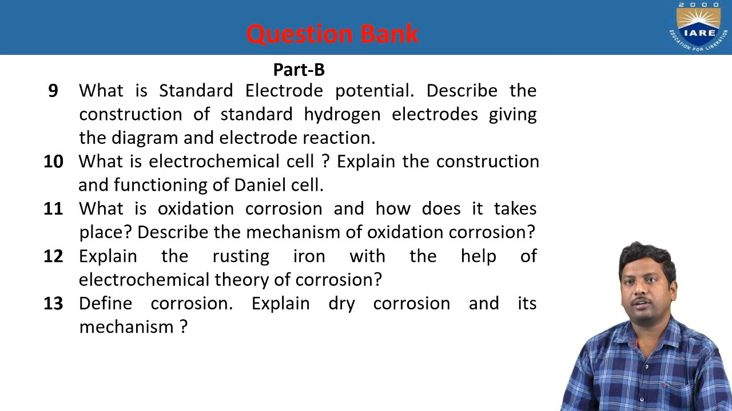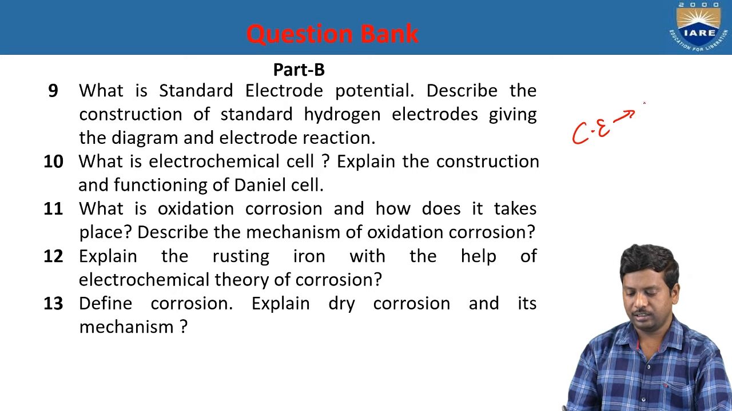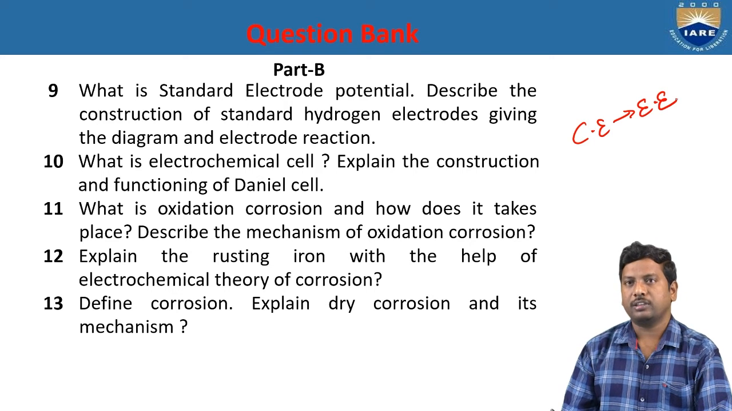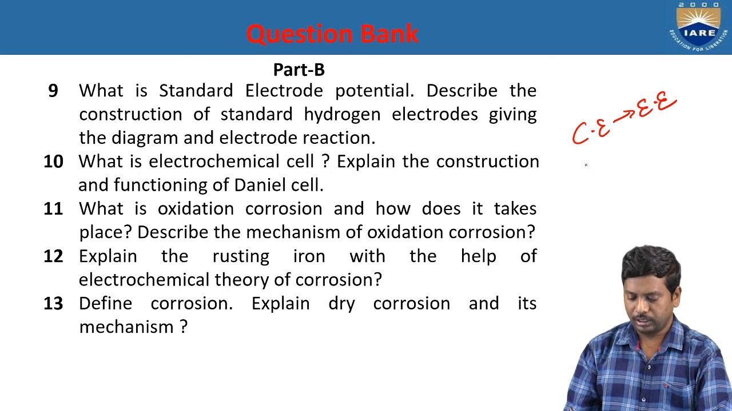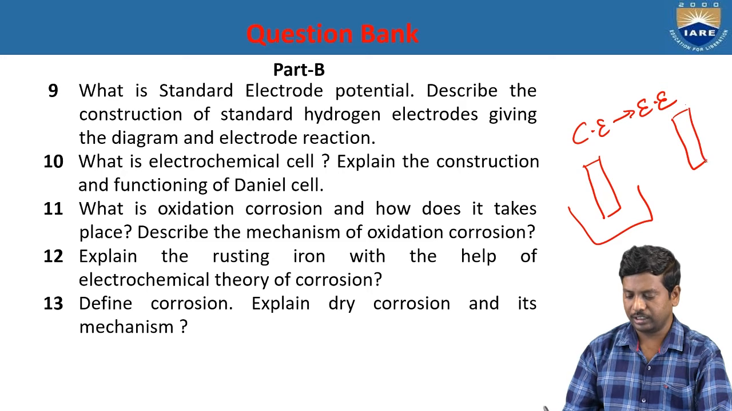And what is an electrochemical cell? Explain the construction and the function of the Daniel cell. So first of all, an electrochemical cell is nothing but the conversion of chemical energy into electrical energy. And the construction of an electrochemical cell mainly has two electrodes. So one is a zinc rod dipped in zinc sulfate solution, another one is a copper rod dipped in copper sulfate solution.